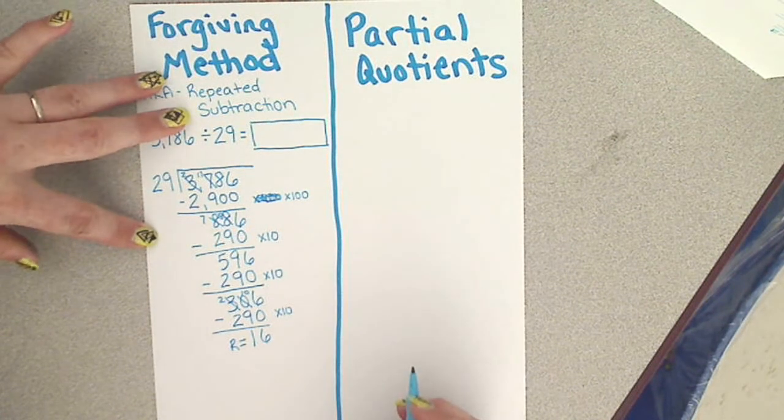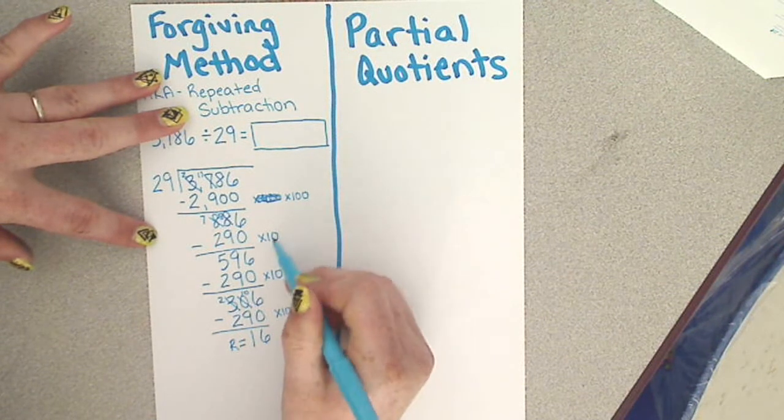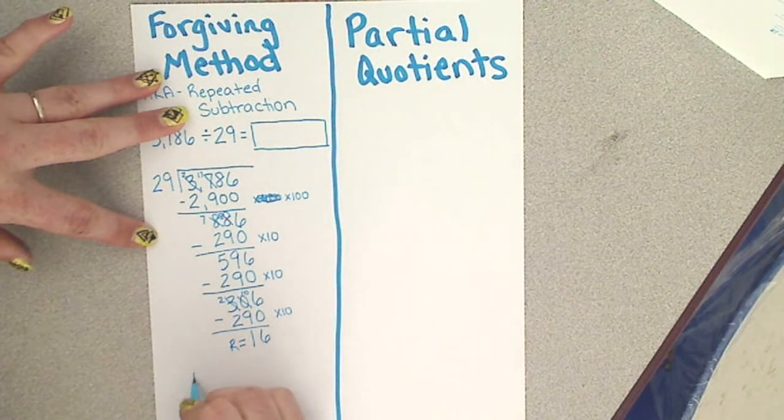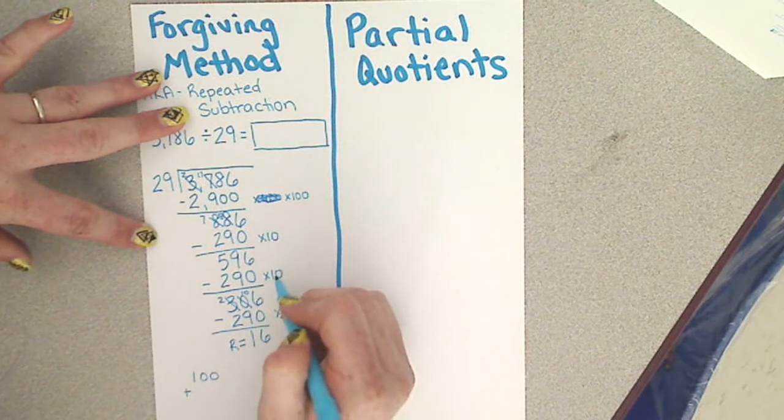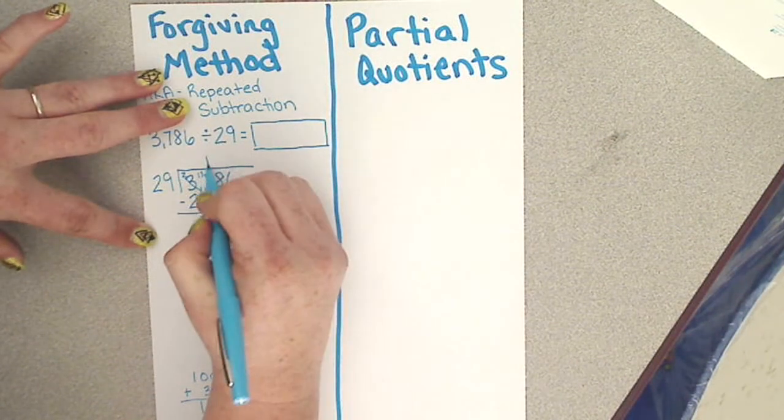All right, so now I need to go back and I need to look at these numbers here, at these hundreds and tens. I need to add up 100 plus 10, 20, 30. So my answer is 130, remainder 16.